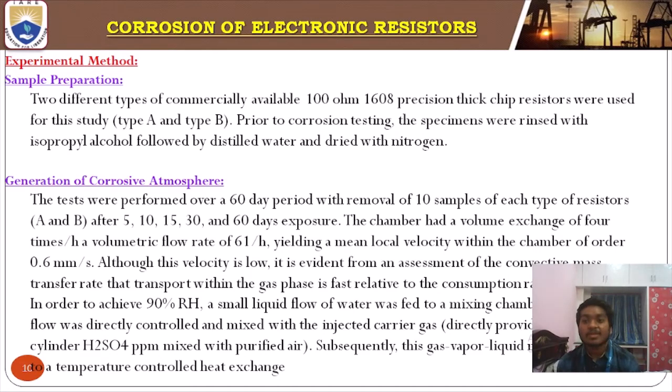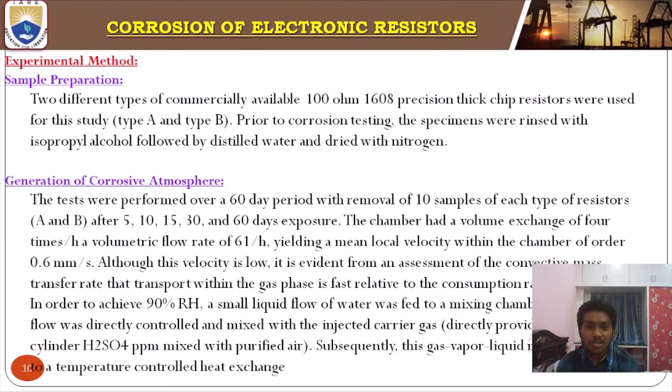Experimental method. There are three parts in the experimental method: sample preparation, generation of corrosive atmosphere, and analytical techniques. Sample preparation. Two different types of commercially available 100 ohm 1608 precision thick film resistors were used for this study, Type A and Type B. Prior to corrosion testing, the specimens were rinsed with isopropyl alcohol, followed by distilled water, and dried with nitrogen. So we need to take 20 resistors, 10 of sample A and 10 of sample B.